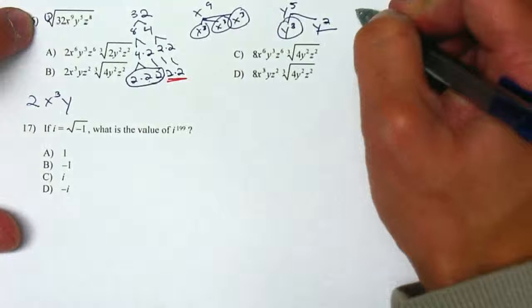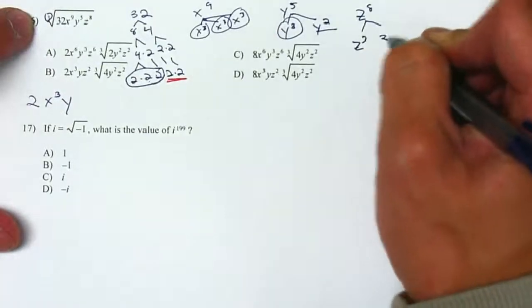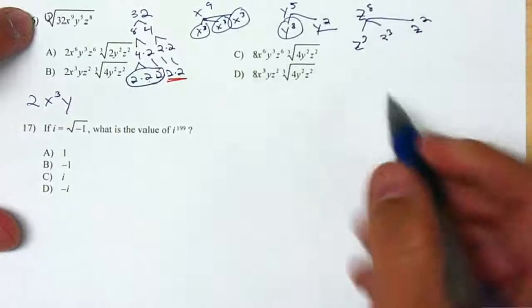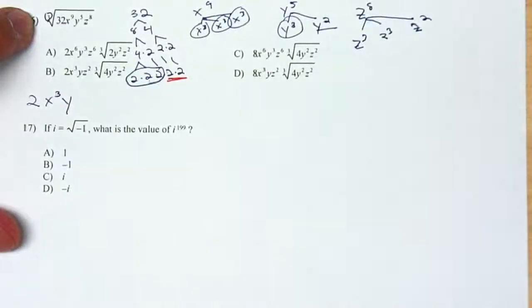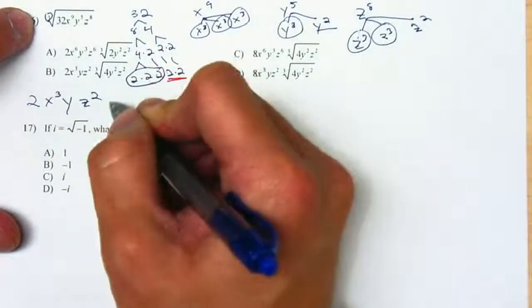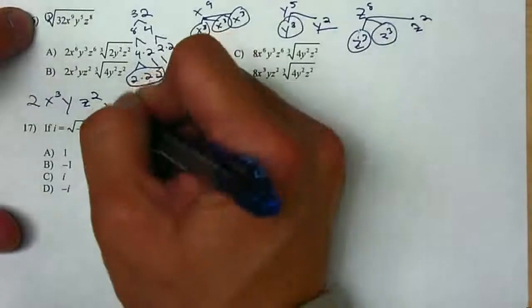And lastly, we have the z to the 8th. So that is z to the third, that's 6 of them so far. That means there's 2 left. So 6, 7, 8. And so I have 2 groups on the outside. That's z squared. So now let's go ahead and put the other stuff back on the inside.